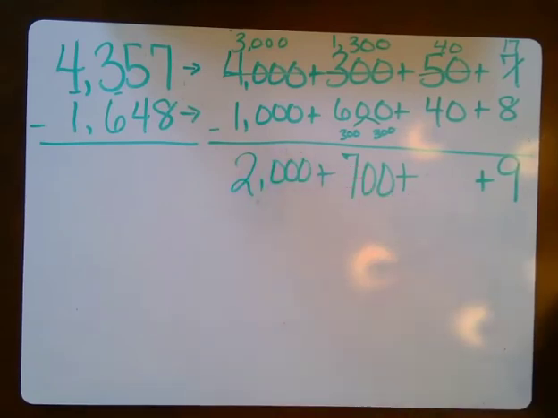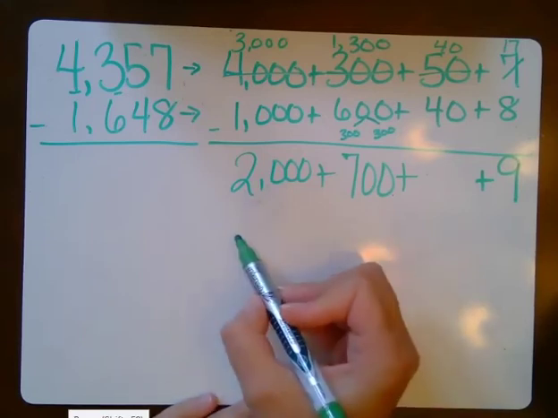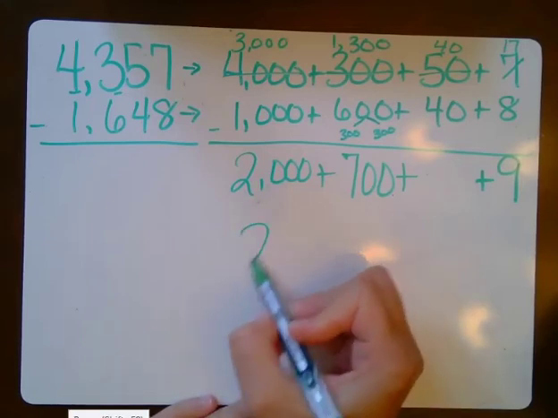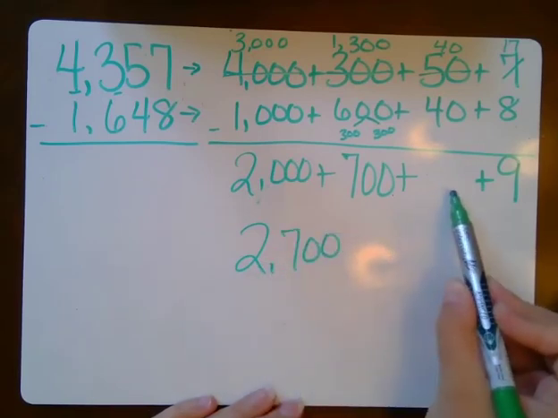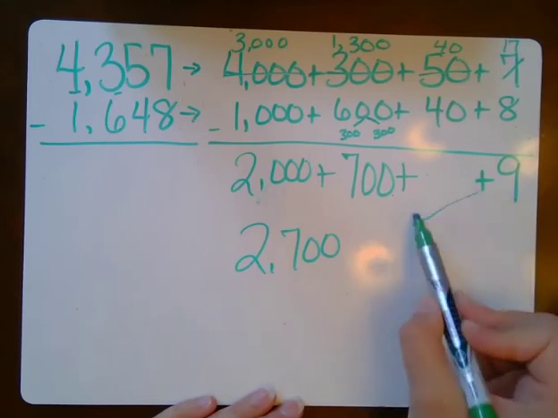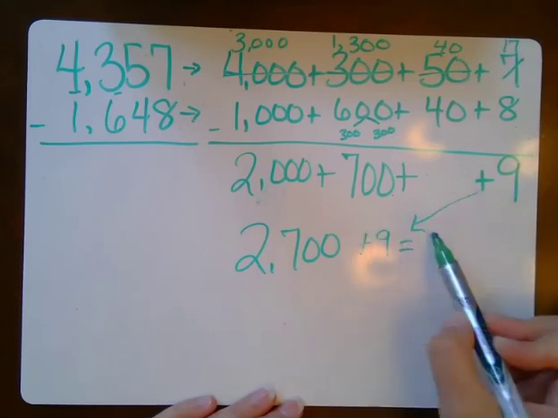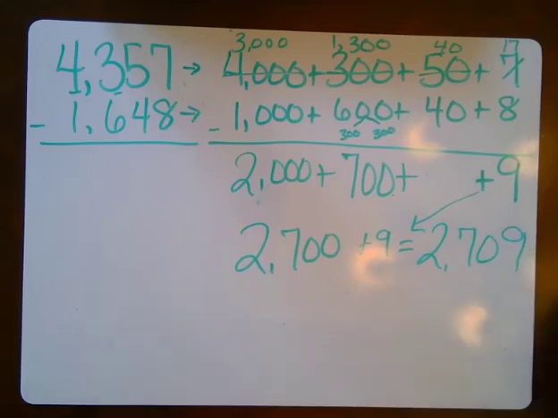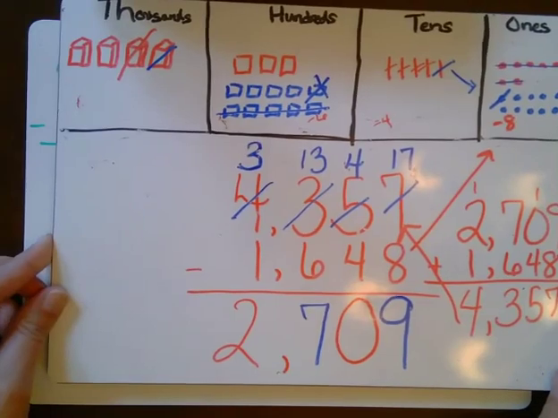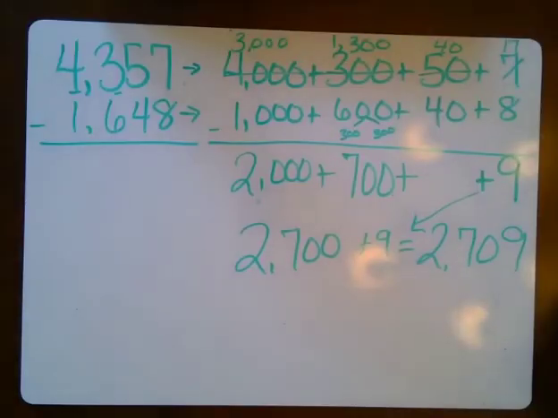Crazy comma there. And then I can go ahead and add this up. I have 2,000 plus 700. That gives me 2,700. I don't have any hundreds to add, so all I have to do is add in that 9, and that gives me 2,709. The exact same answer that I got when I used my standard algorithm. Good job, folks.